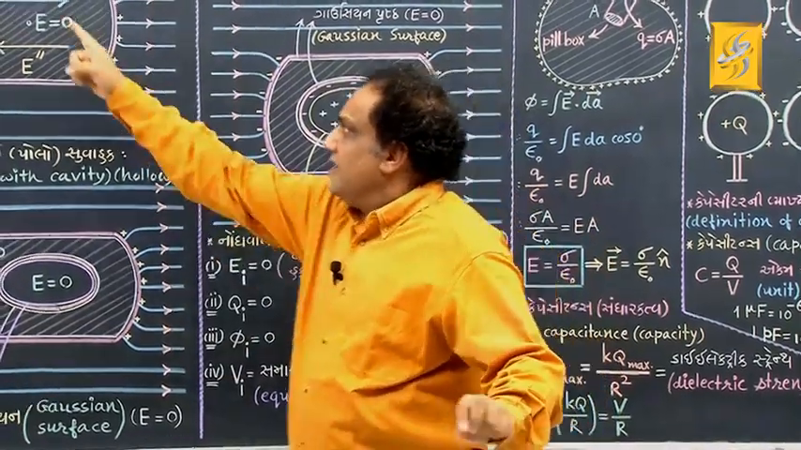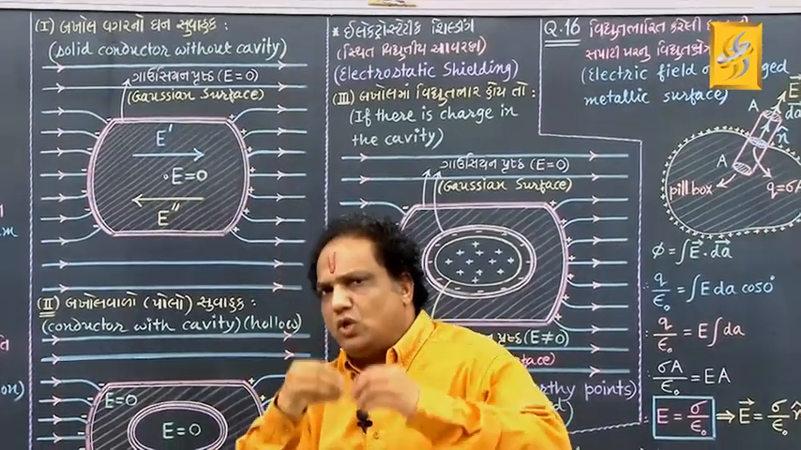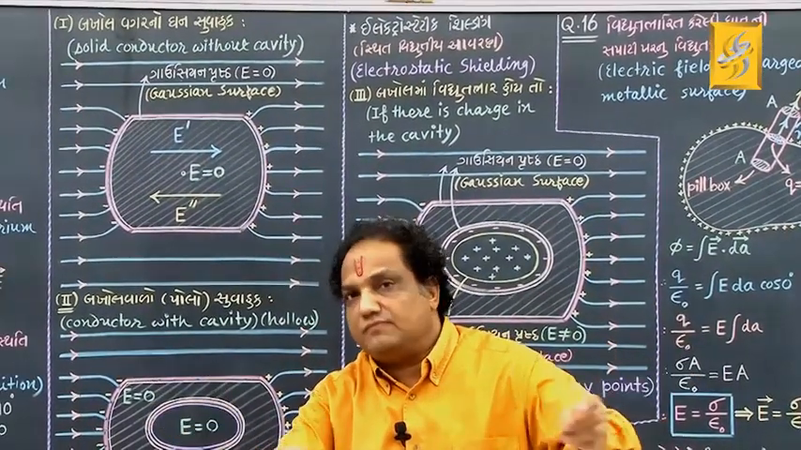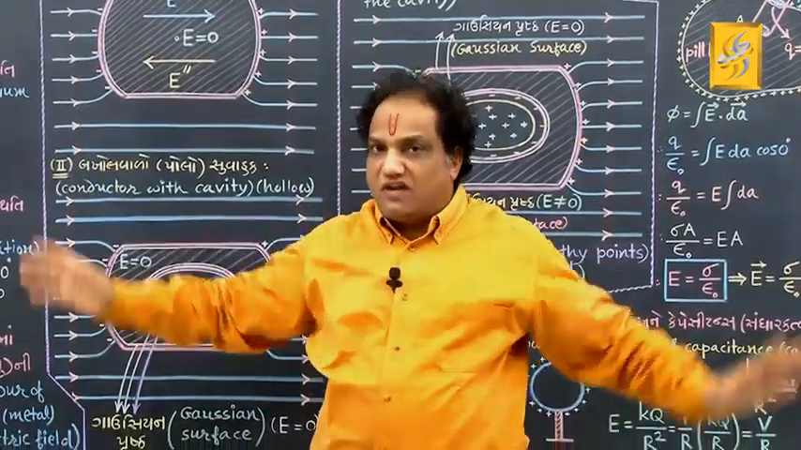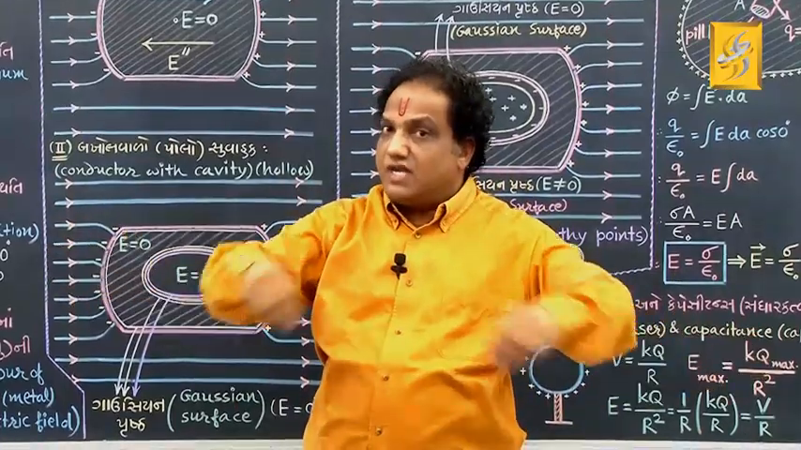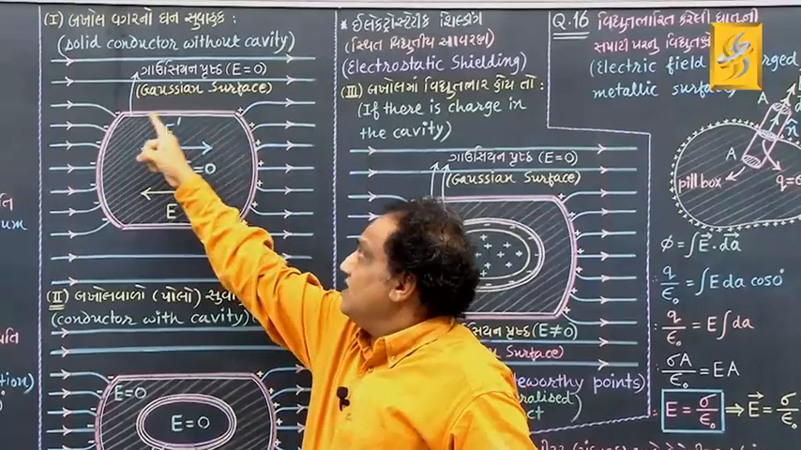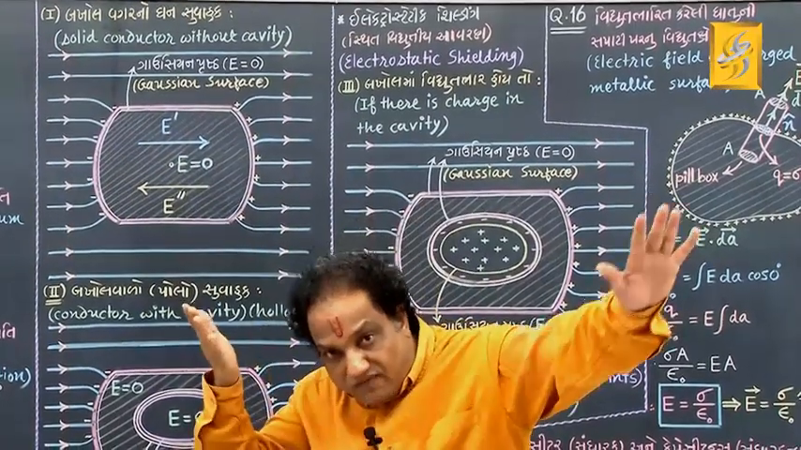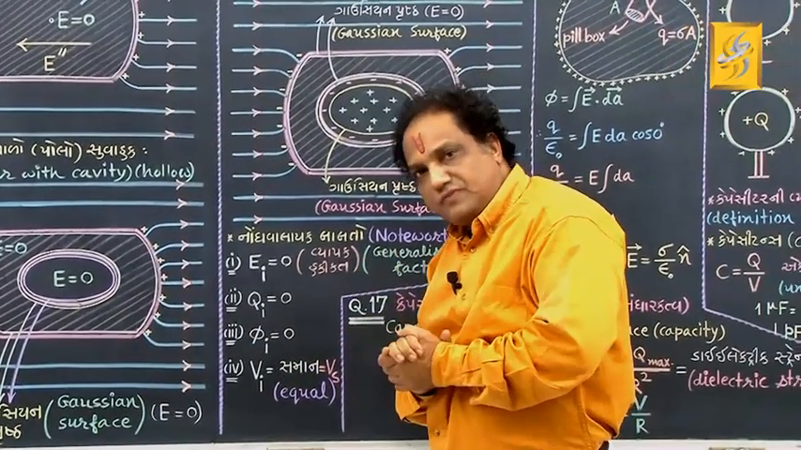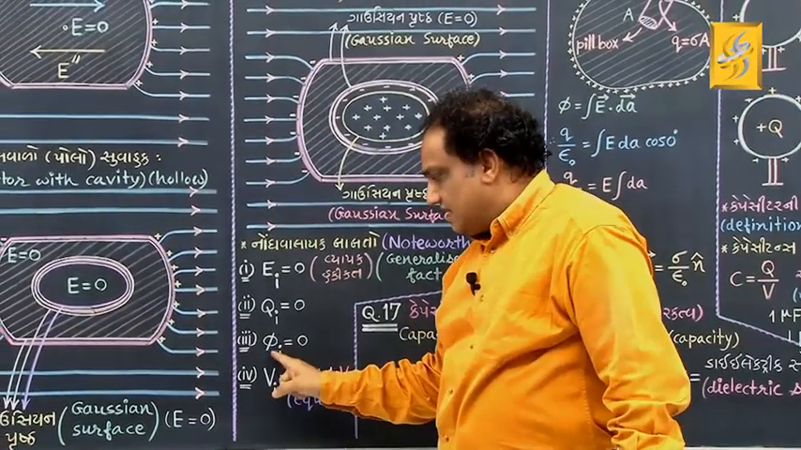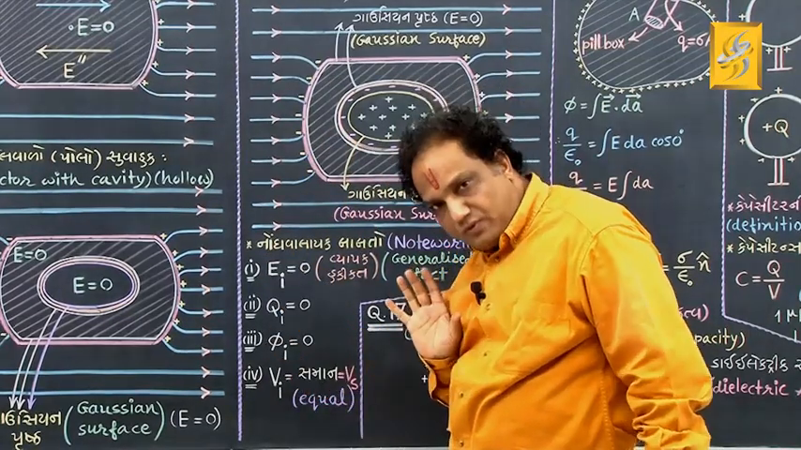Tell me, inside this Gaussian surface, when there is no charge, there is no electric field, no electric field lines, then no electric flux linked with this Gaussian surface. So no electric flux is linked, and that's why I am writing here phi I equals 0, correct? Fine. Inside this metallic conductor, there is no electric flux, phi I equals 0.